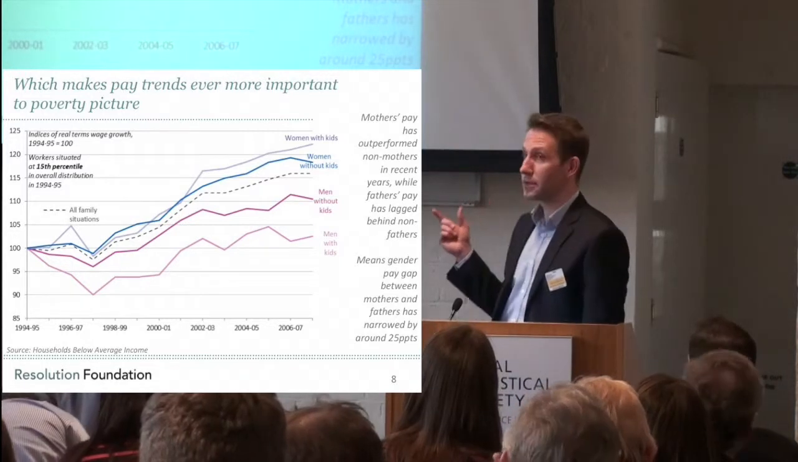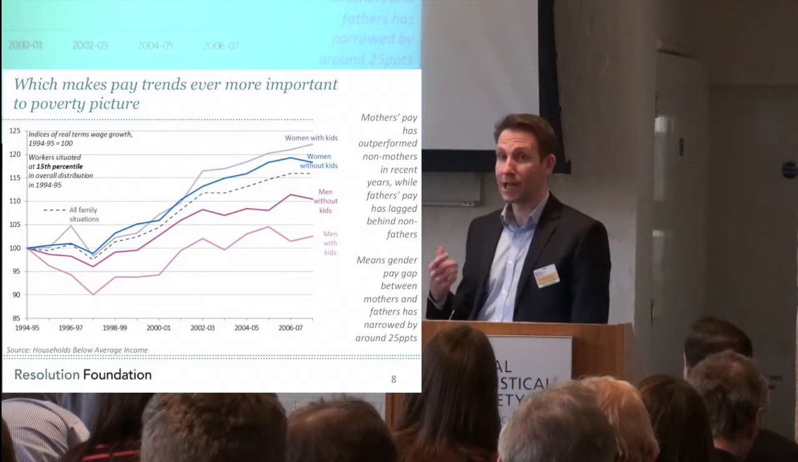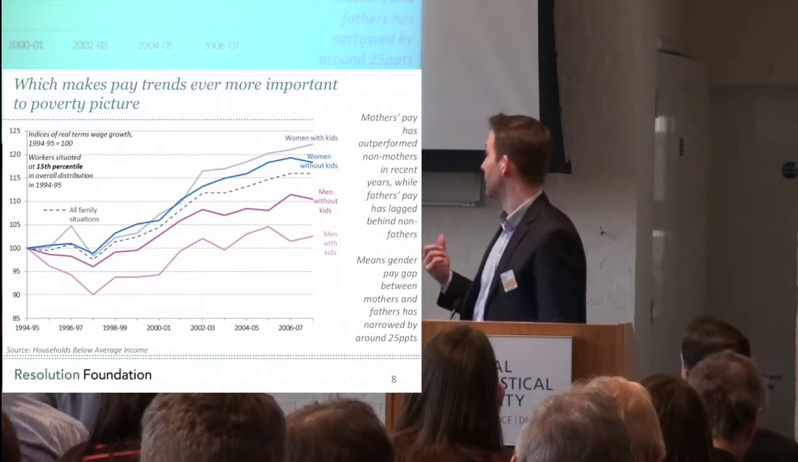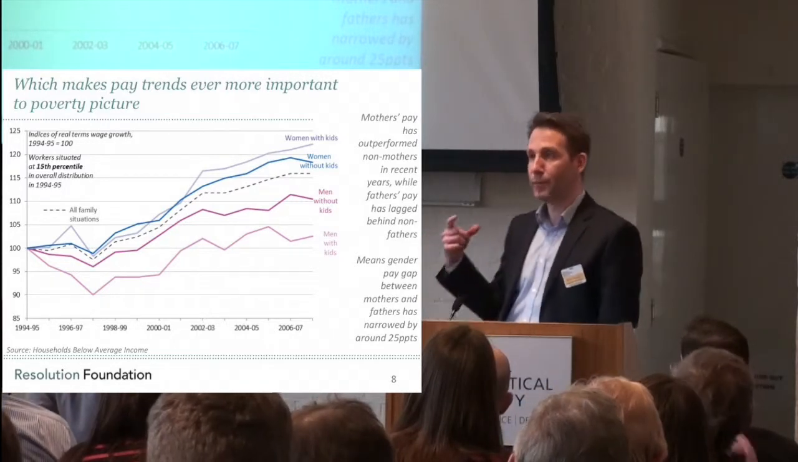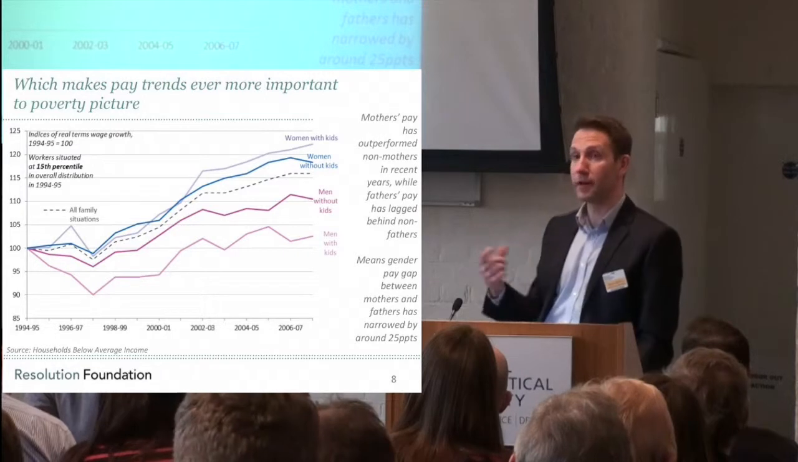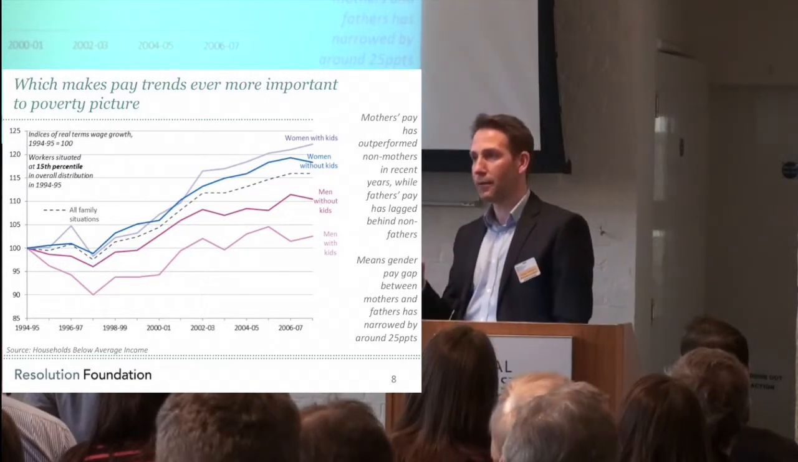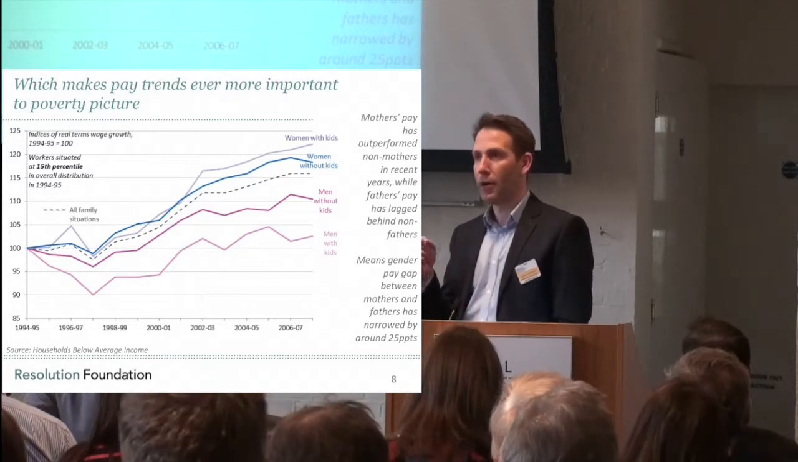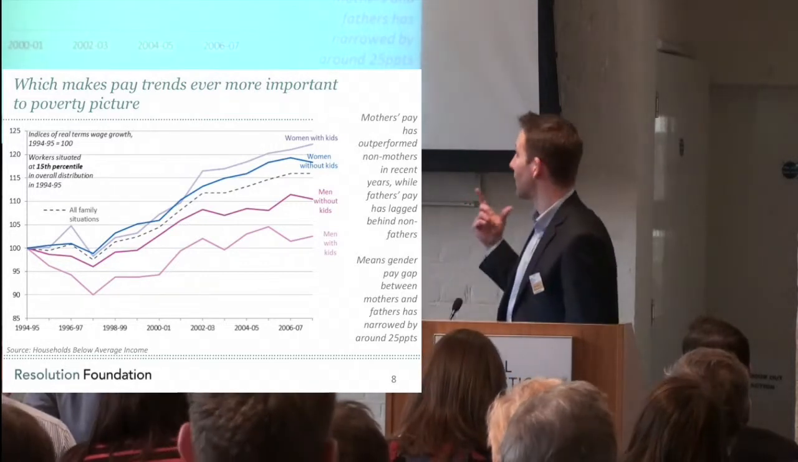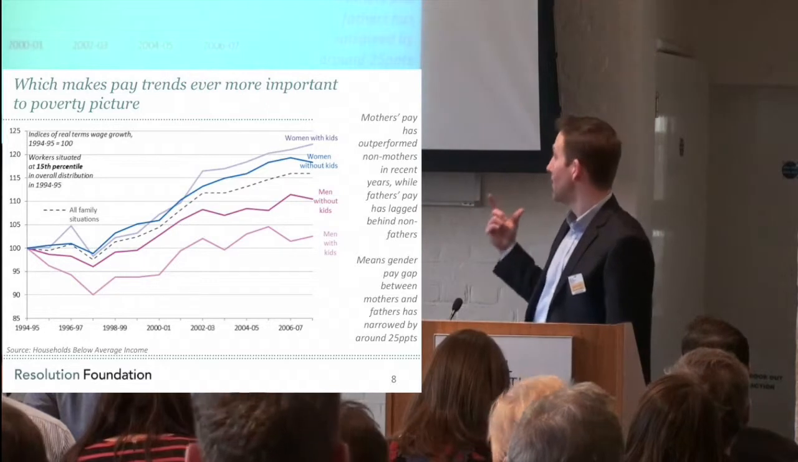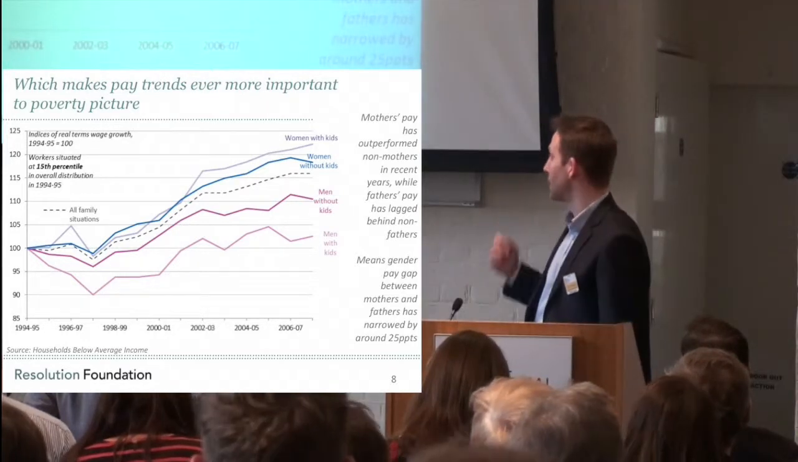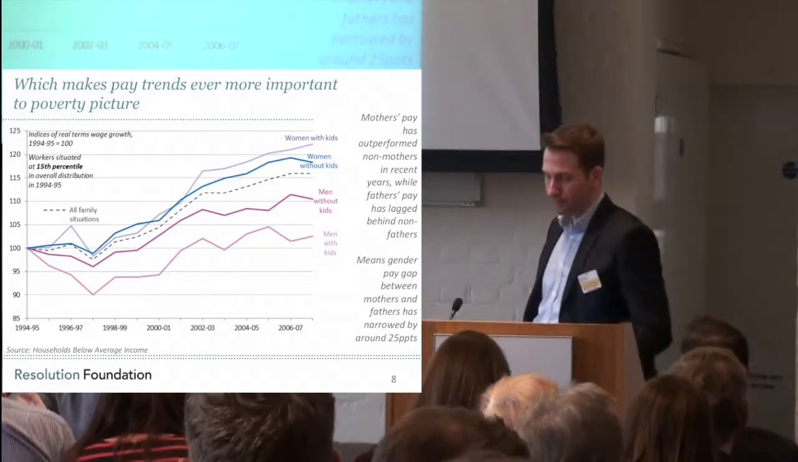But more starkly at the bottom, fathers have done much less well than non-fathers. So within families, actually the biggest distinction there is between mothers and fathers. So there's something going on within the household. So when we think about the traditional breadwinner model and what that means for poverty, there's something going on here within the households between male and female earnings, which I think we need to understand better.